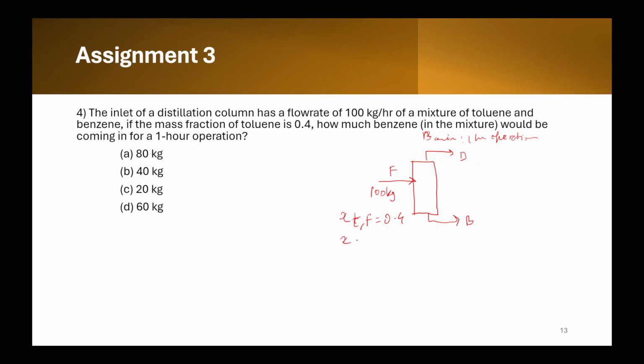What will be the mass fraction of benzene in feed? Because that is what we need to calculate. How much would be coming in for a 1 hour operation? What would be the answer here? What will be the XBF?